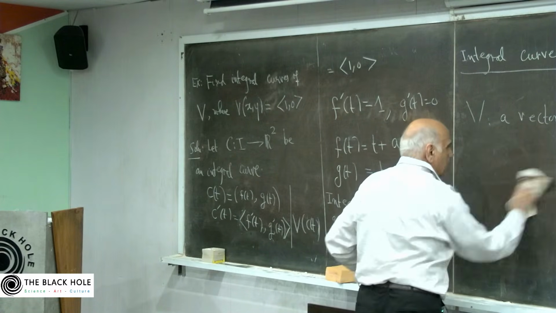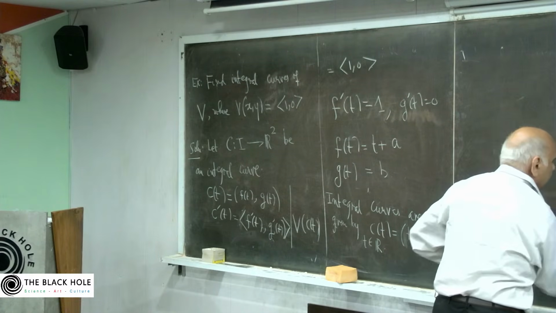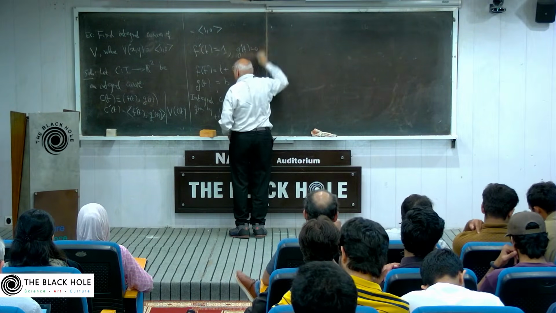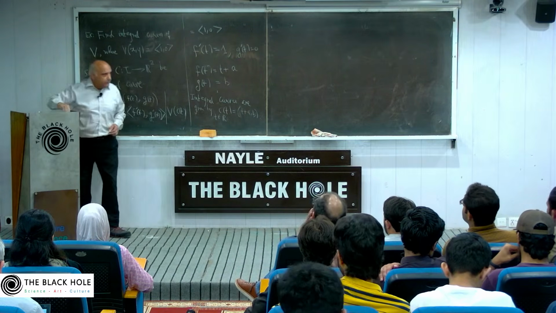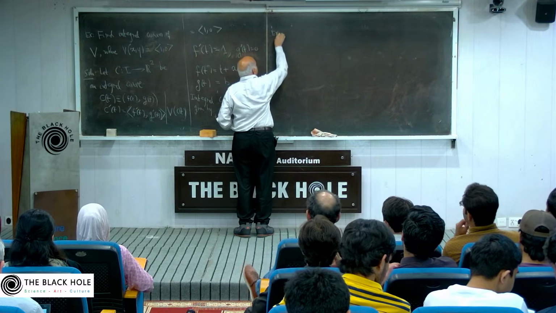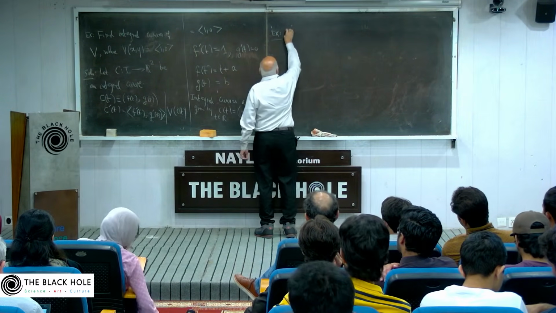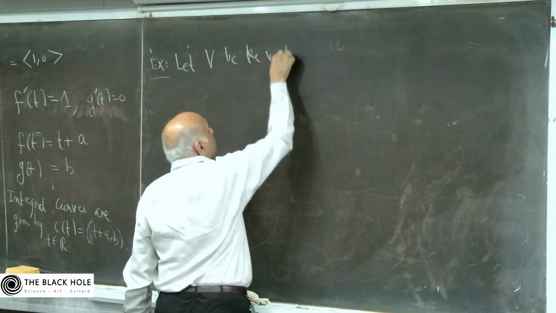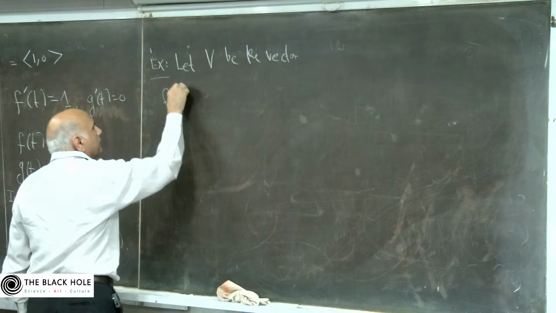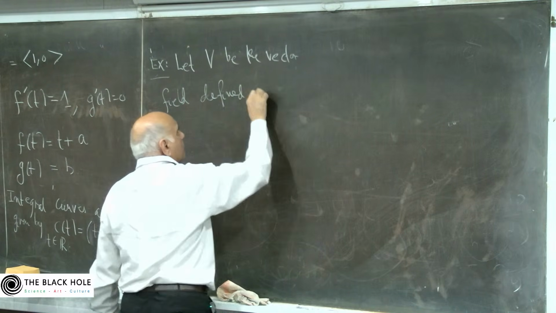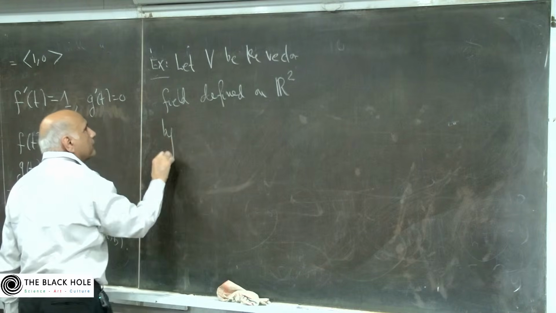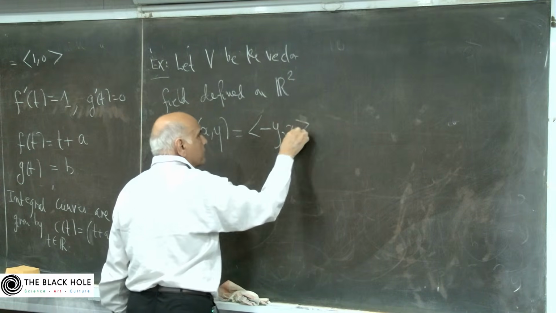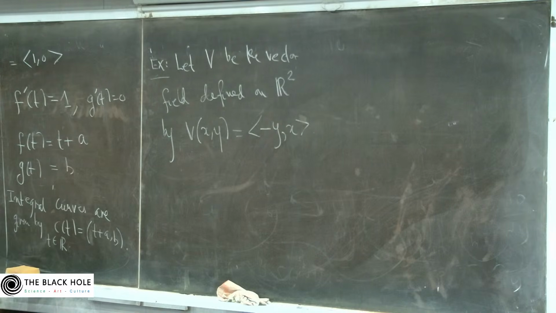Let's take another example. Let V be the vector field defined on R^2 by V(x, y) is equal to (-y, x). So find integral curves.